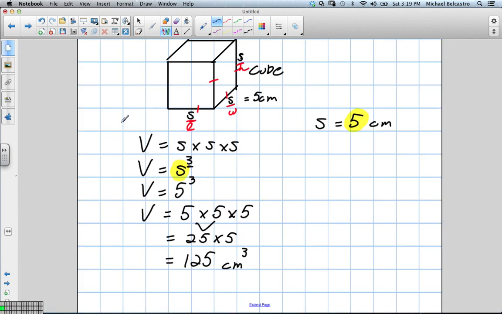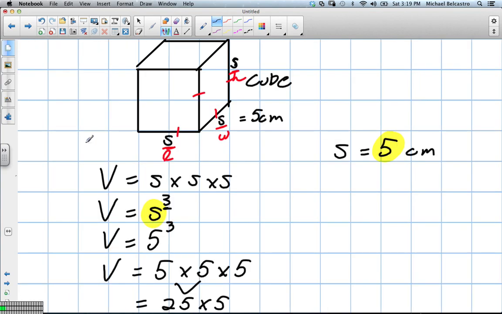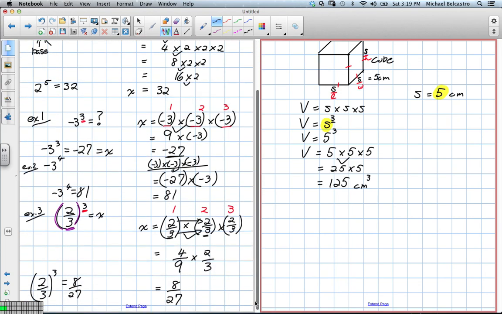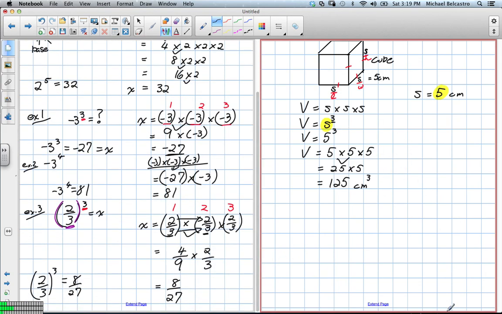So that's a quick introduction to exponents, how to use the base and the powers to solve questions, and how to substitute in using exponents.